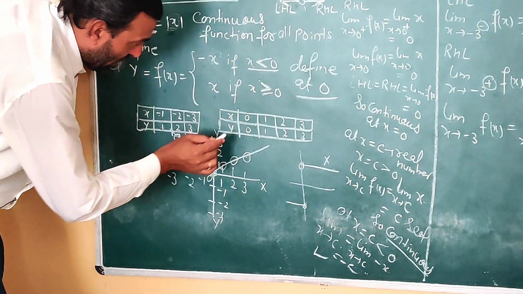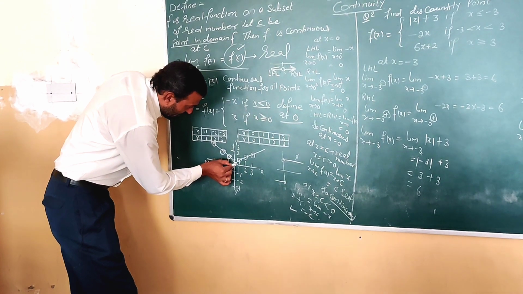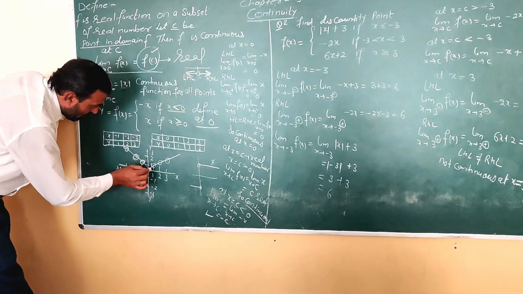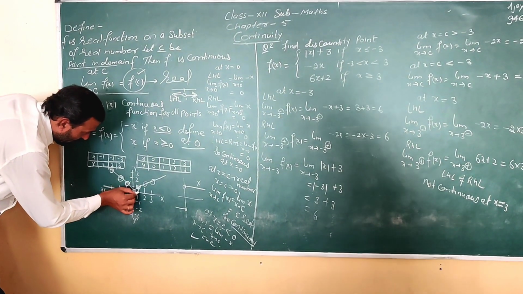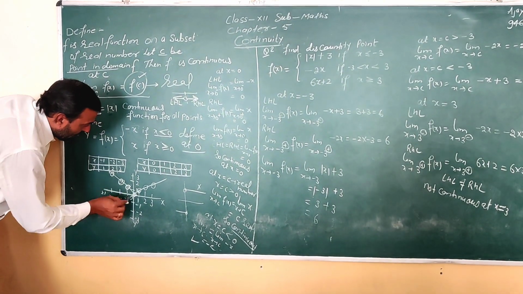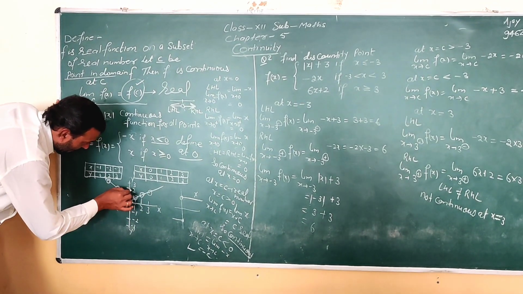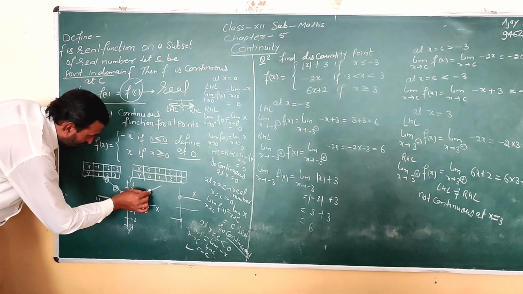X is equal to 0, y is also 0. This point is x is equal to 0, y is equal to 0. Then x is equal to 1, y is equal to 1. Here is x1, y1, this point, x2 and y2, this point, in front of x and in front of y, same as x3, y3.